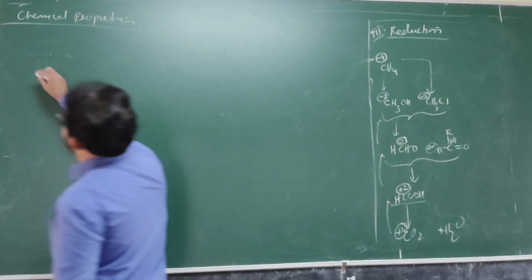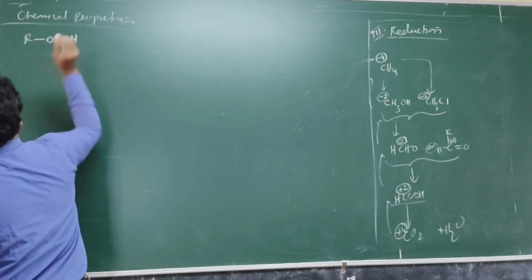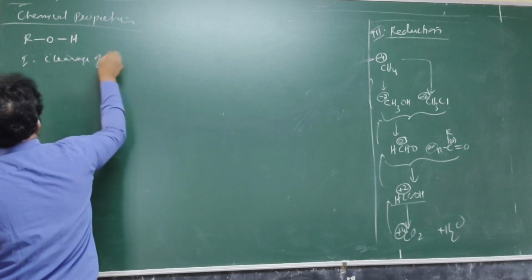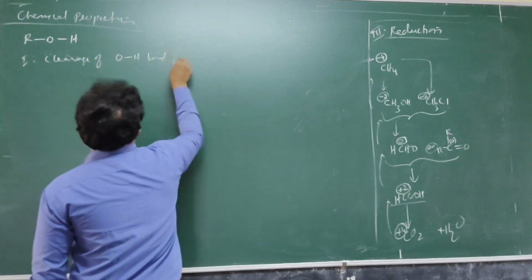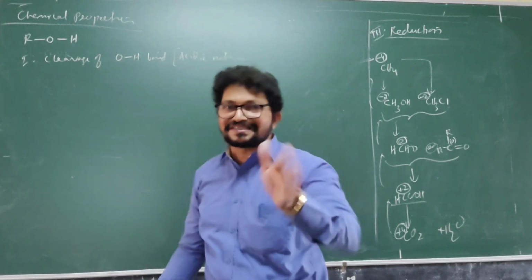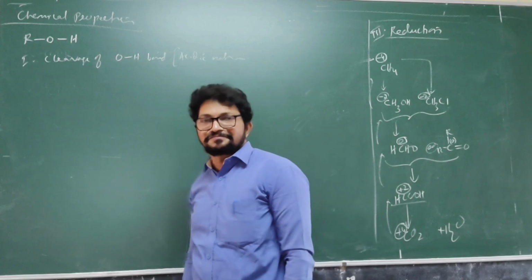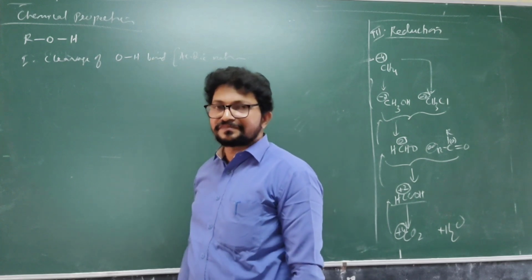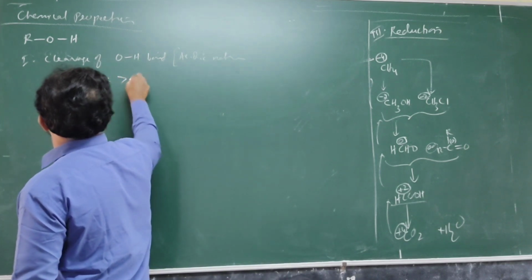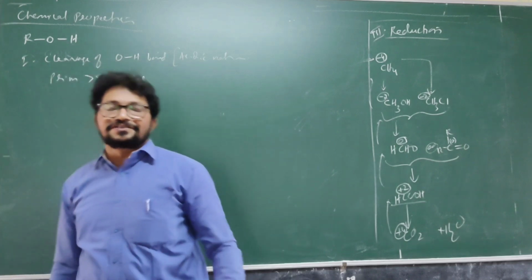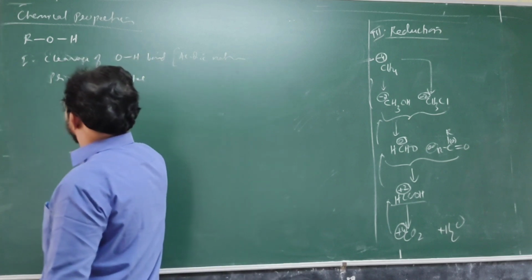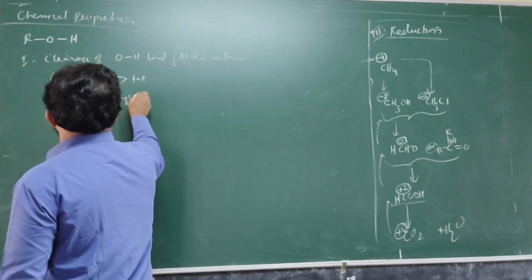In chemical properties, ROH has two parts, but first is cleavage of the OH bond, which is the acidic nature, because of O minus and H plus. Order of acidity: primary greater than secondary greater than tertiary. For example, CH3OH is the most acidic.